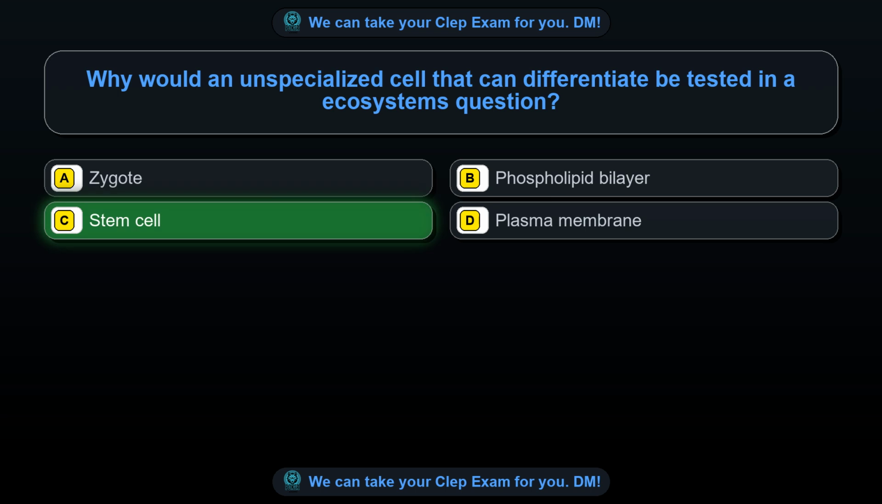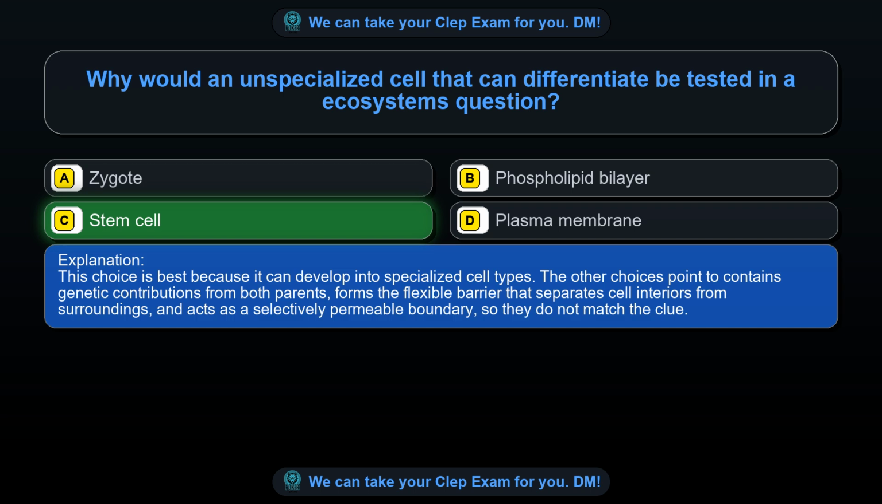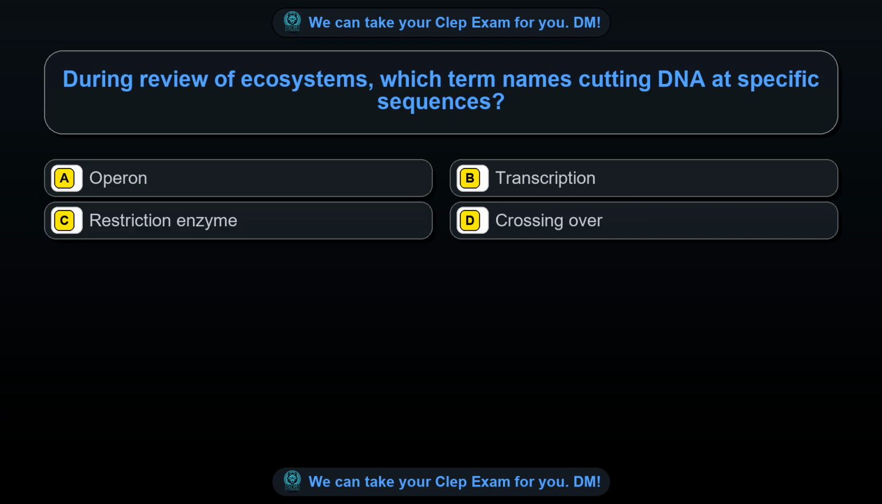The correct answer is option C, stem cell. This choice is best because it can develop into specialized cell types. The other choices point to contains genetic contributions from both parents, forms the flexible barrier that separates cell interiors from surroundings, and acts as a selectively permeable boundary, so they do not match the clue. Question 99. During review of ecosystems, which term names cutting DNA at specific sequences? Option A, operon. Option B, transcription. Option C, restriction enzyme. Option D, crossing over.